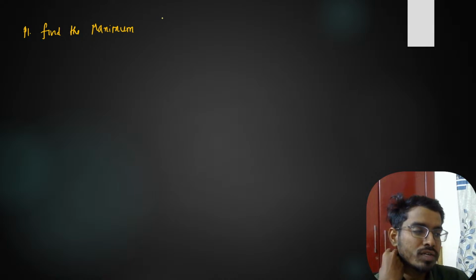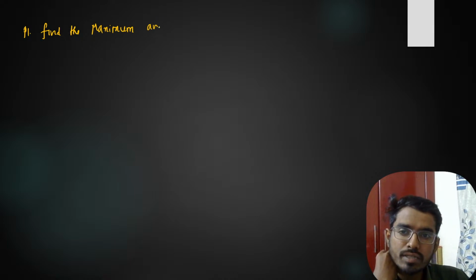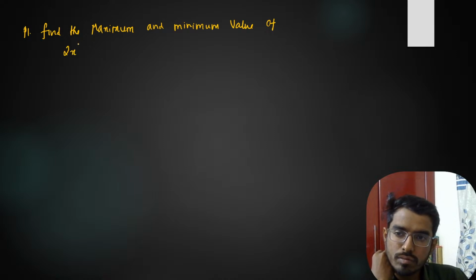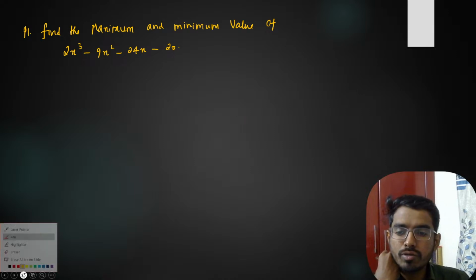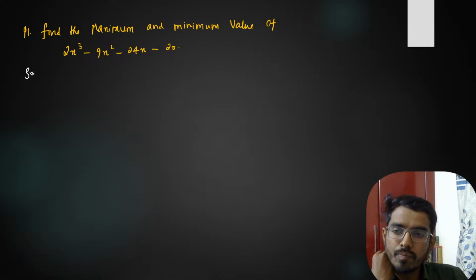These are just 12th standard level problems, right? Find the maximum and minimum value of the function 2x cube minus 9x square minus 24x minus 20. Right? So we will do this solution.